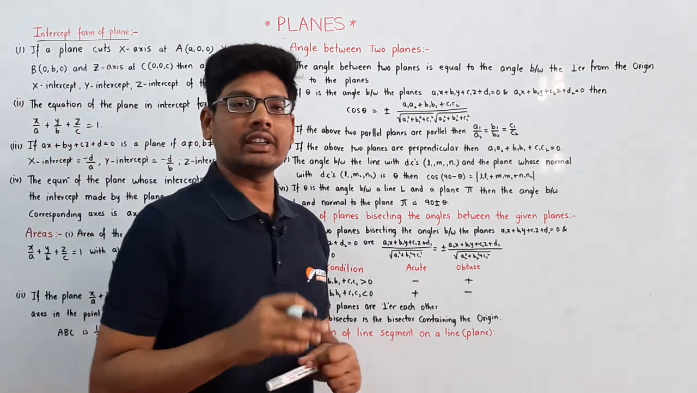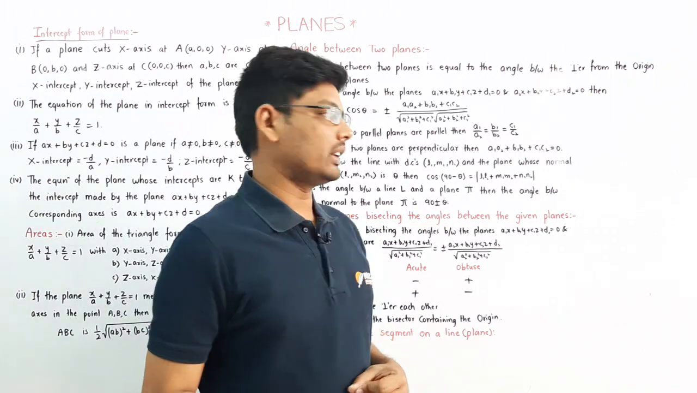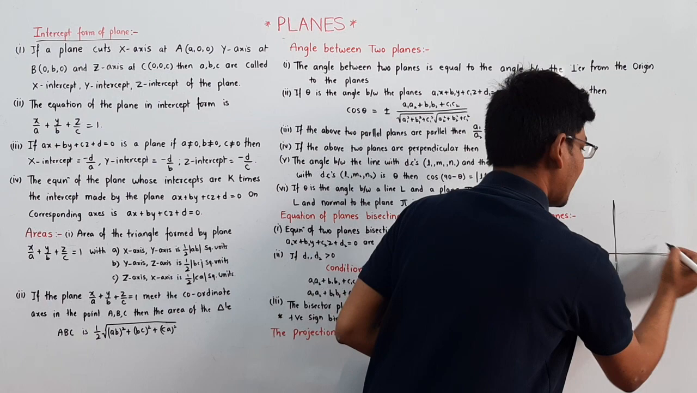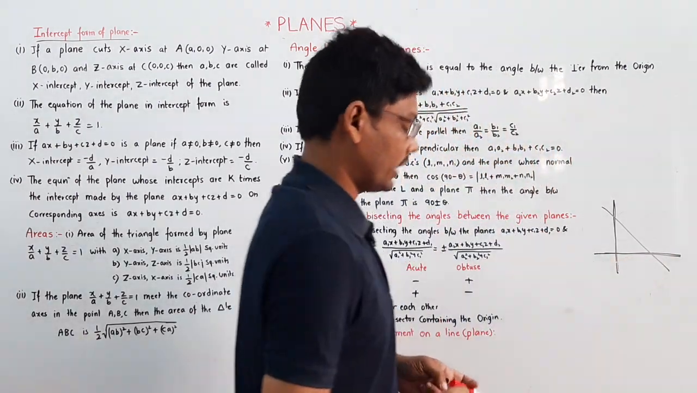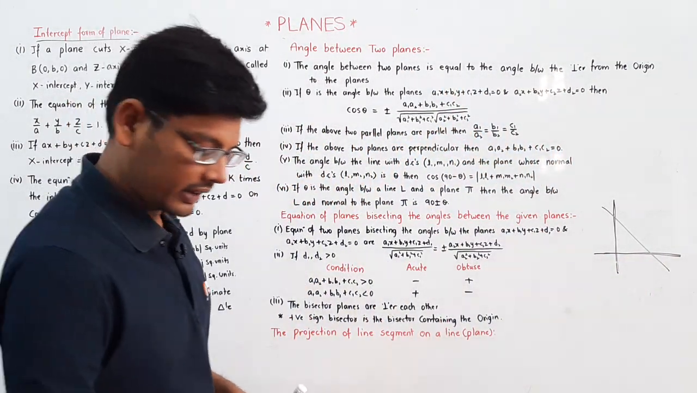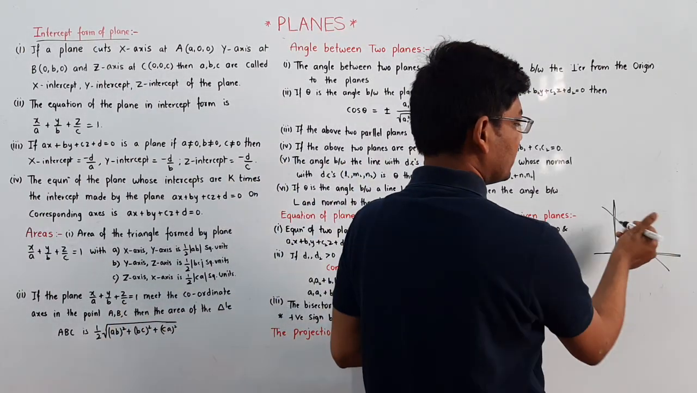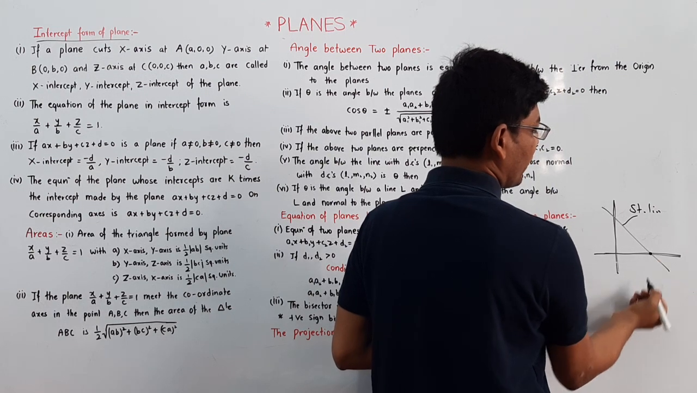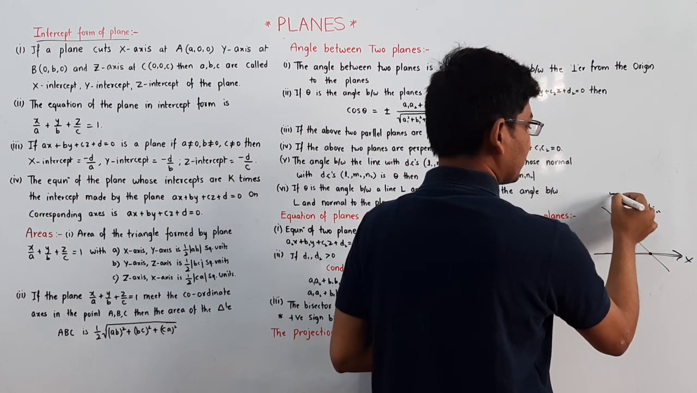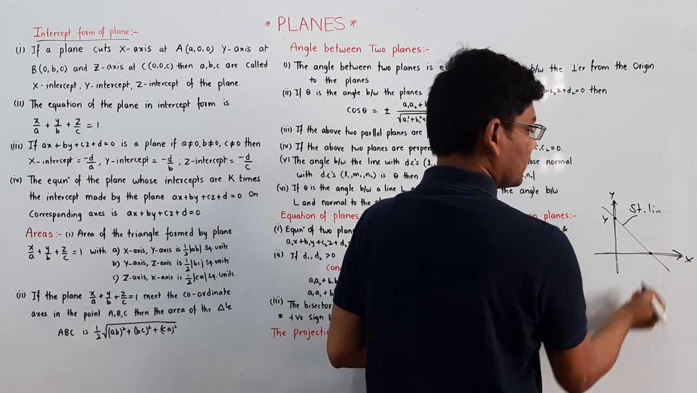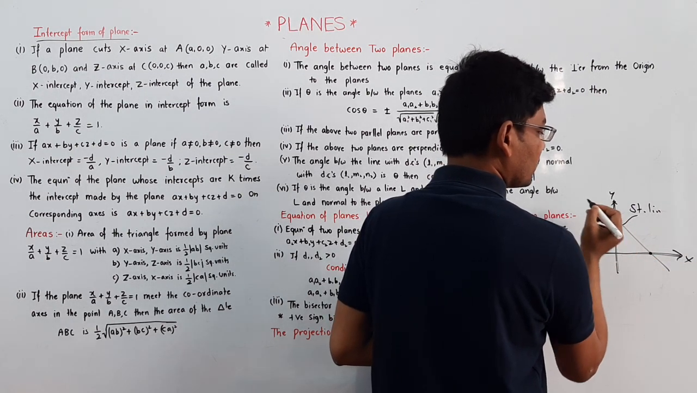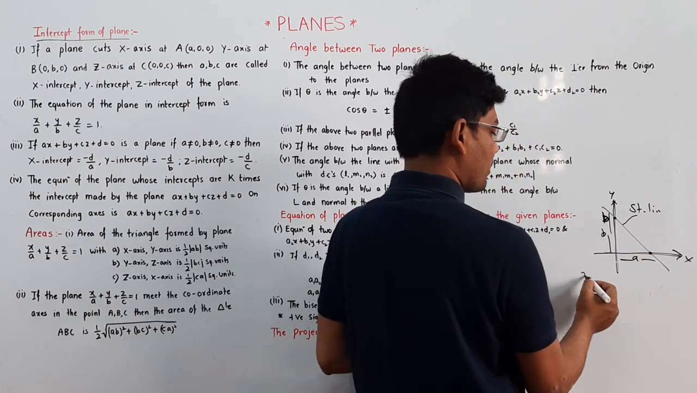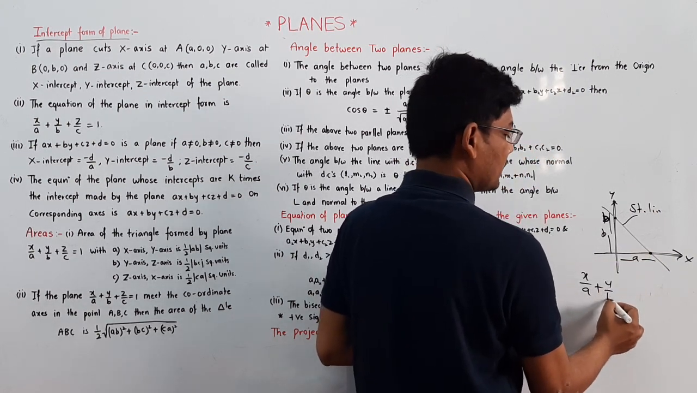We already discussed the intercept form of a straight line. This is a coordinate axis, and for this coordinate axis, this is a straight line. It intersects a point on the x axis and a point on the y axis. This distance is a and this distance is b. So the intercept form of a straight line is x by a plus y by b is equal to 1.